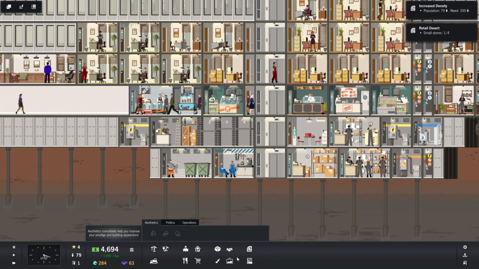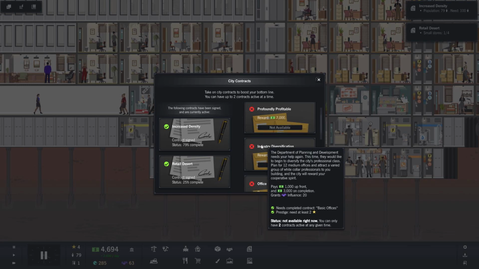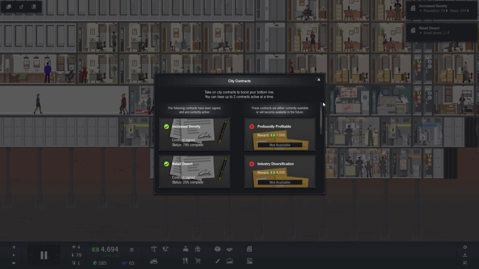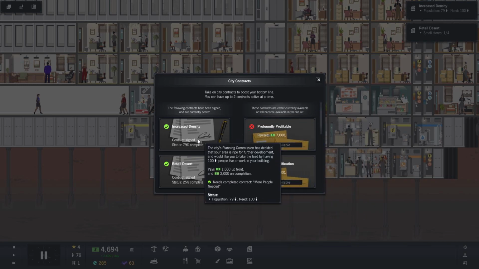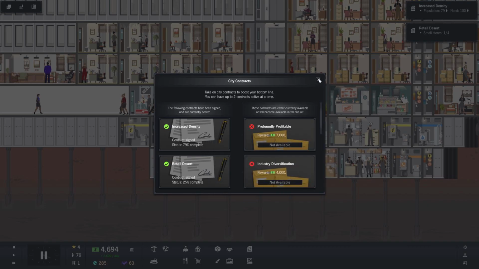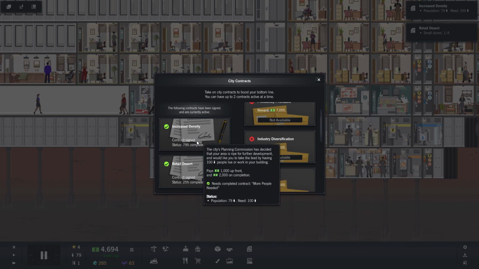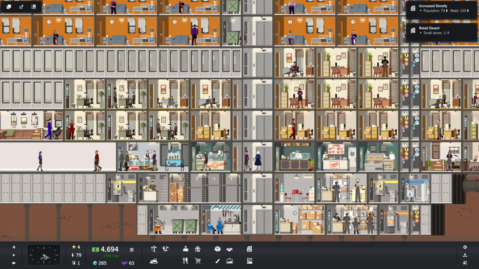There are contracts that you can fulfill. If we take a look here at contracts, these are what I would consider quests in a way. They are a way of the game sort of holding your hand or pointing you in the right direction so that you complete objectives that generally are in your best interest in terms of expanding your skyscraper. I've undertaken a couple, and I've finished quite a few so far.